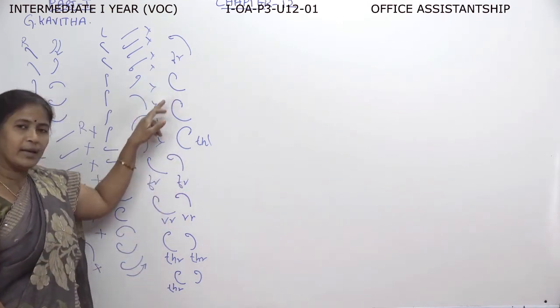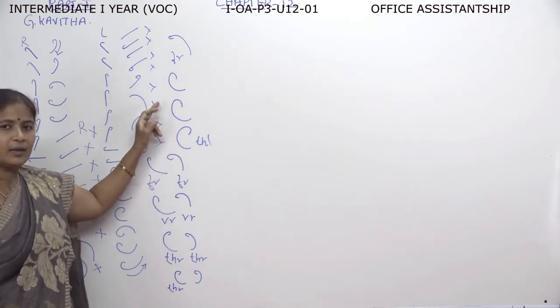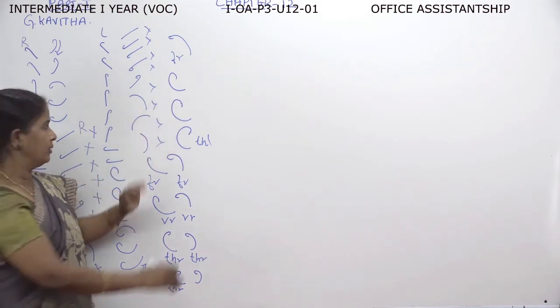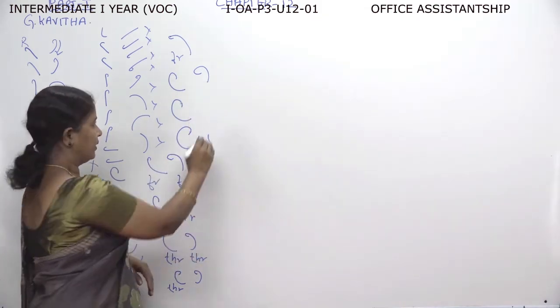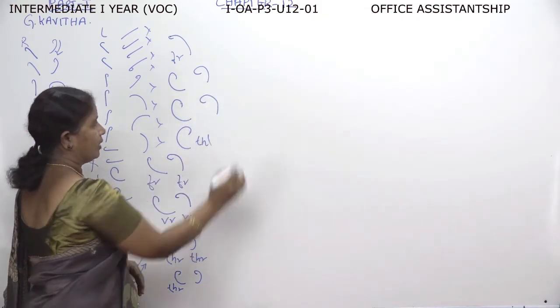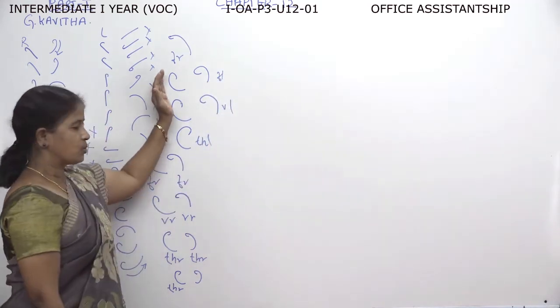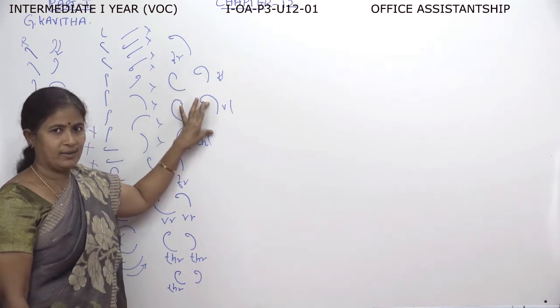We have 2 forms for full and well also. Now these 2 are called left forms of full and well, and these 2 are right forms of full and well.